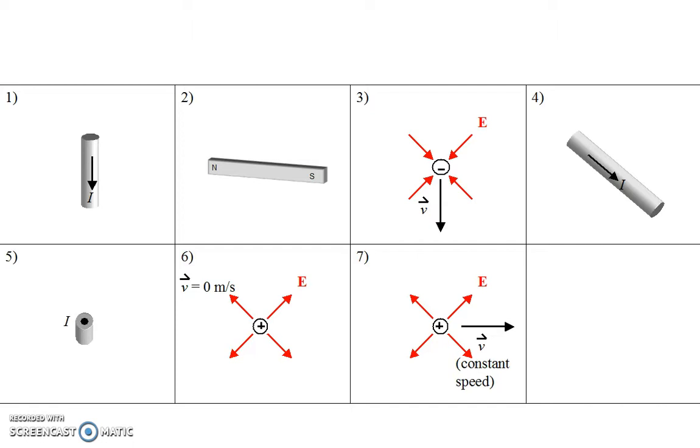Okay, is anything else creating an electric field? No. Hopefully you did not draw any other electric fields. If you did draw it, for example, for number 1 or 4, or even 5, those are wires with current. Wires with current don't have an electric field.